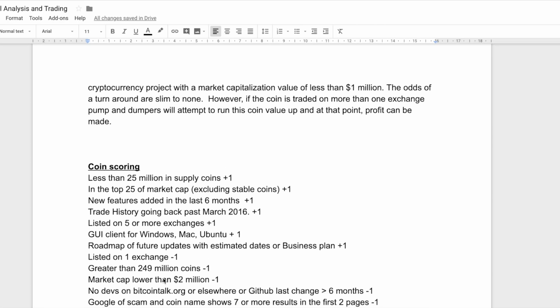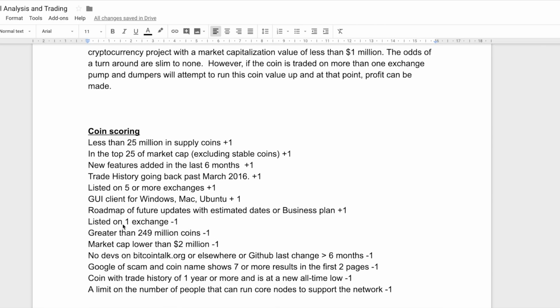Anyways, moving along to the scoring part of it. The scoring part basically gives you a maximum of 7 points in positive and a minimum of -7 for your coin. So if your coin gets -7, Jesus, you might want to stay away from that one. Anyways, it's really simple.